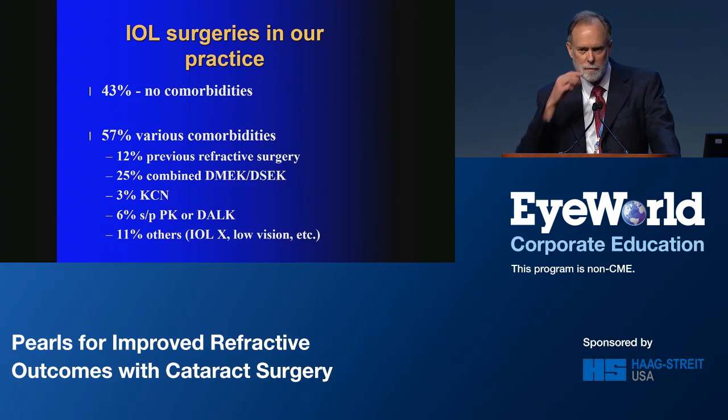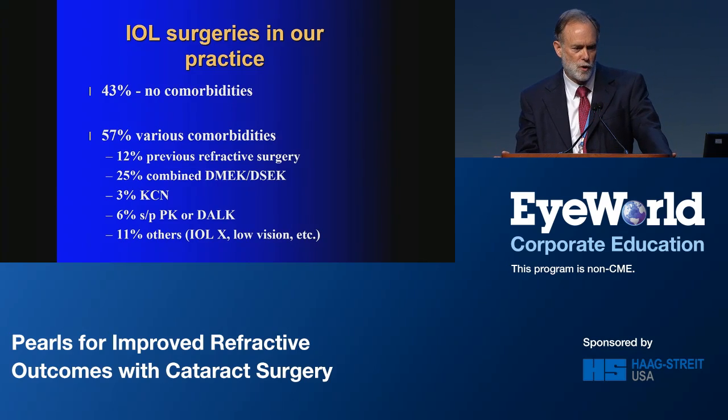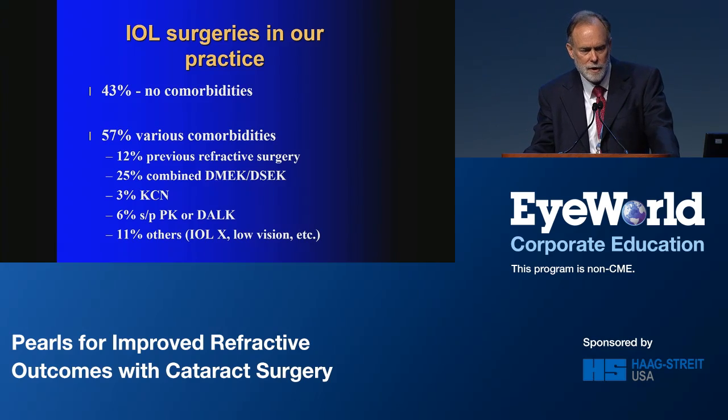Warren will probably talk about the RBF formula, which is great for normal eyes, but when we've looked at our practice, only 43% of our IOL implants are for normal eyes. We take care of a lot of unusual problems. 12% of our cataracts are previous refractive surgery, 25% are combined with primarily DMEK, 3% keratoconus, 6% have had a previous PK or DALK, and 11% are a variety of other problems.